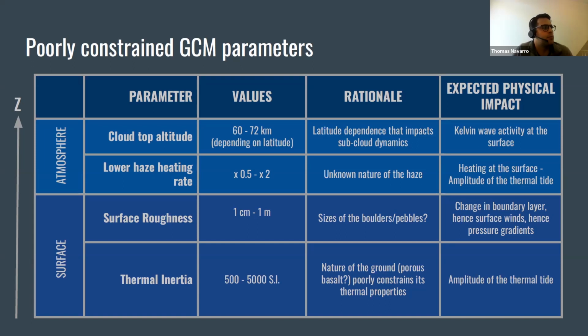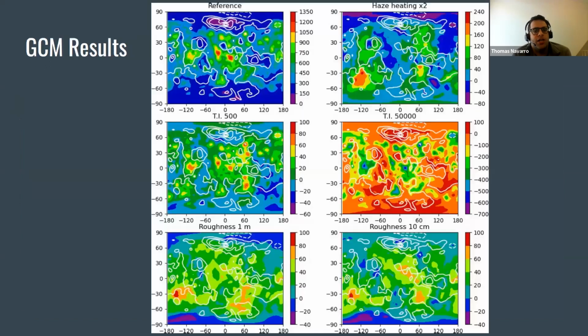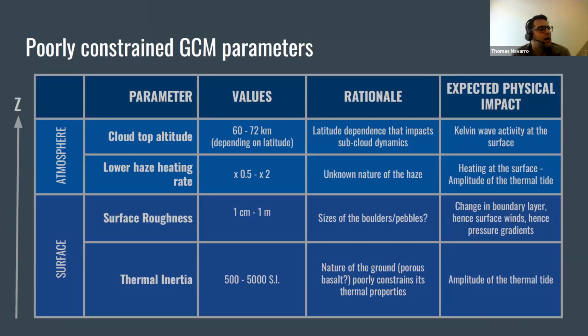So from top to bottom, we have the cloud top altitude, which I talked a little bit about before. That depends on the latitude. We can also change the heating rate of the lower haze below the cloud deck, altitude 30 to 48 kilometers roughly. And because we don't know the nature of the haze, we can modify the heating rate in the visible range to change the amount of heating from visible wavelengths that reach the surface, and that changes the amplitude of this thermal tide.